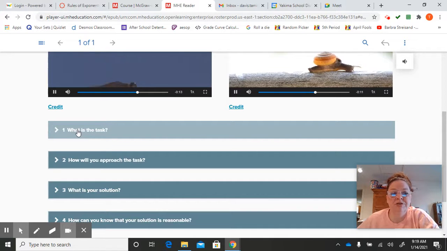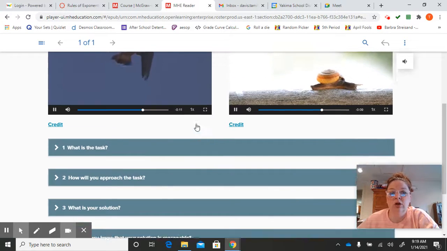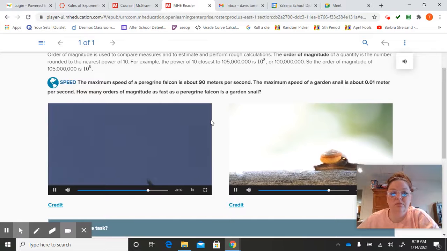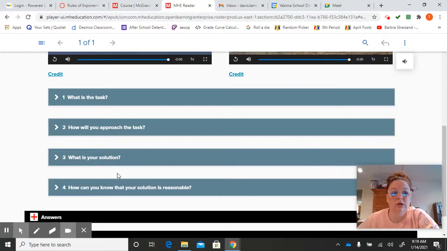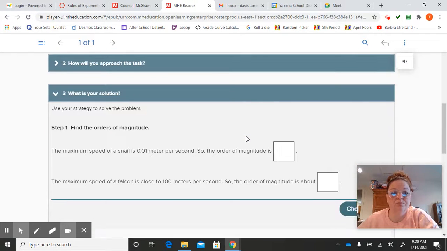So the first thing we want to do is figure out what is our task. Well, our task is going to be to figure out what is the order of magnitude for the falcon, what is the order of magnitude for the garden snail, and then use our rules of exponents to figure out how many orders of magnitude are between these two. So let's look and set up this problem.